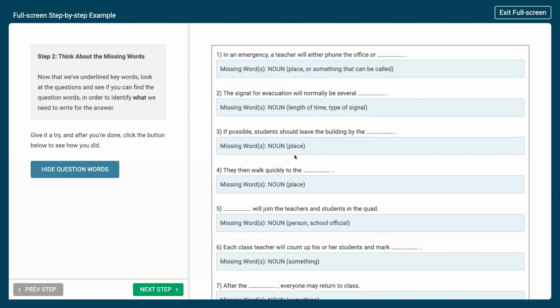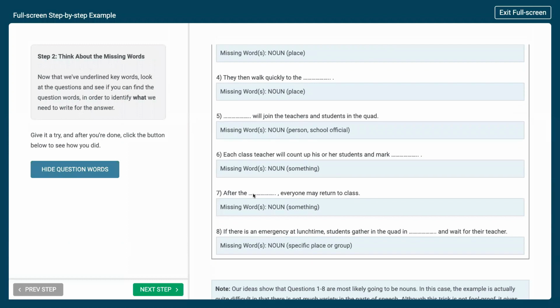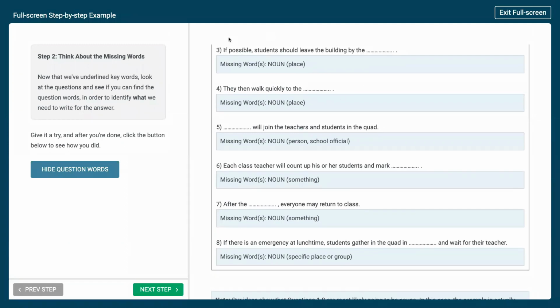And then we have our number seven. I'll just scroll down here, number seven and number eight. We see that the missing word again is a noun, and it's something. So after something happens, this would be maybe some sort of event. Everyone may return to class. And then we have number eight, the last one, students gather in the quad in, we're not sure, and wait for their teacher. This could be maybe a specific place, or it could be a group. So students gather in the quad in their groups, in their class groups, who knows, in their alphabetical name groups. It really could be anything, but at least we've narrowed it down to two things.